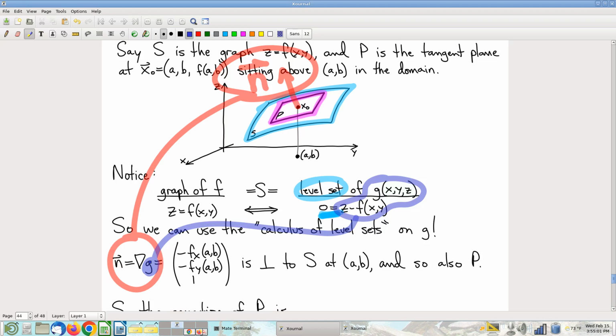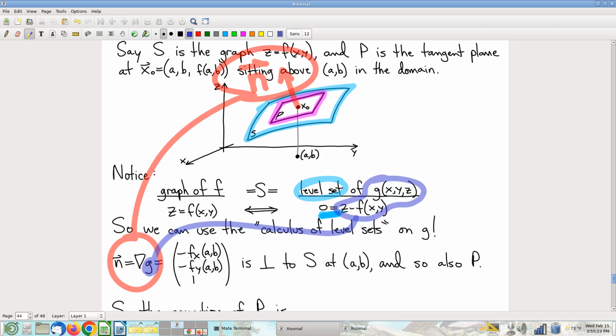Gradient of f is not even the right dimension. Gradient of f only has 2 coordinates. This is clearly a 3-dimensional vector. Gradient of f does not do what I need it to do. But the gradient of g, perpendicular to the plane in question, serves as my normal vector, and we're in business. Everybody happy with that?